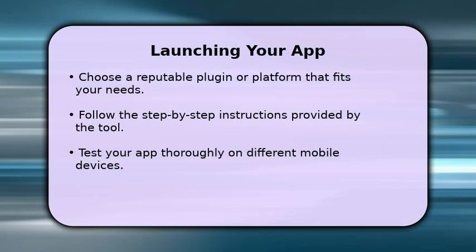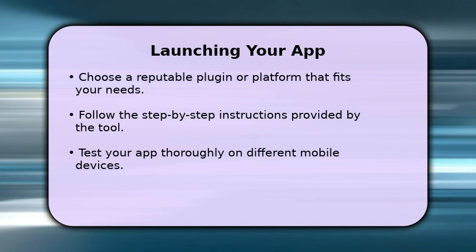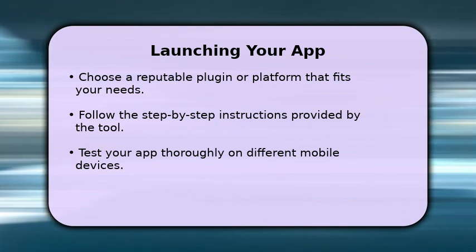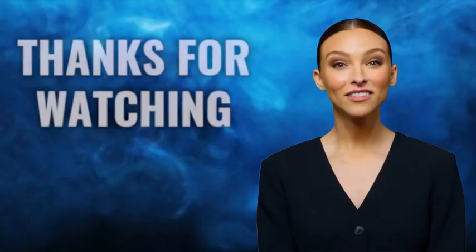To get started, research and select a reputable WordPress plugin or app building service that aligns with your specific requirements and budget. Most providers offer clear, step-by-step guides to help you through the setup and customization process. After building, rigorously test your app on various mobile devices to ensure a smooth user experience. Finally, submit your polished application to the Apple App Store and Google Play, making it available to millions of potential users.